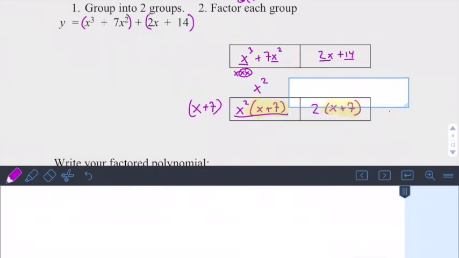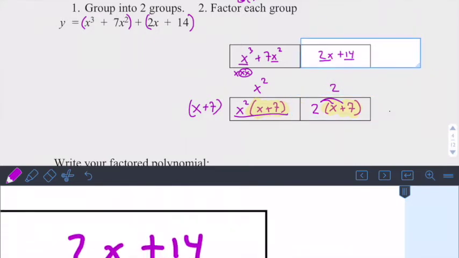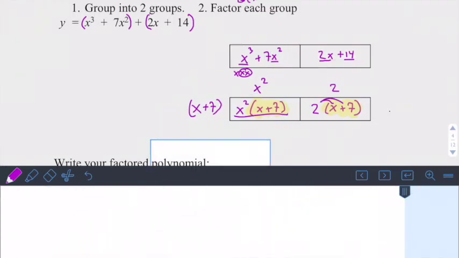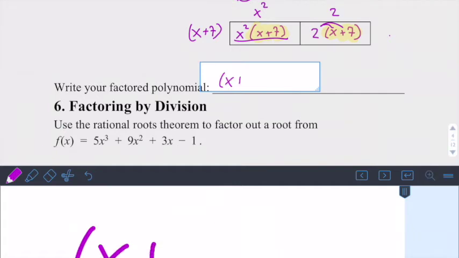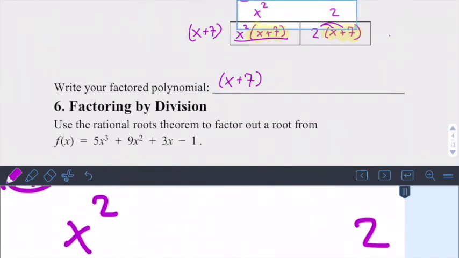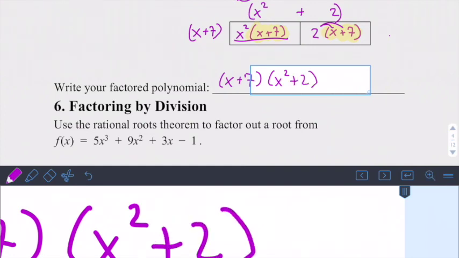And then this one is pretty easy as well. 2 times x plus 7, if I were to distribute it through, I would get that 2x plus 14 again. So my factored form answer is x plus 7 from this part, and then this is x squared plus 2. All right?